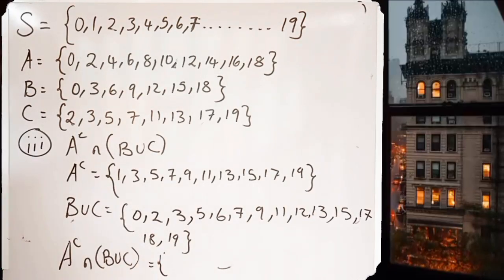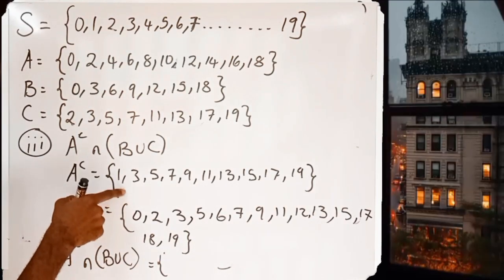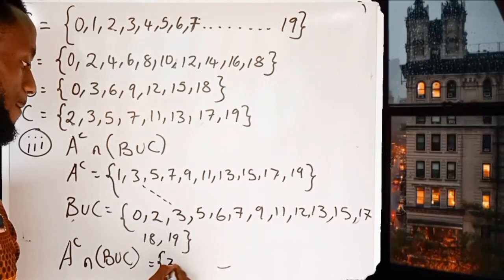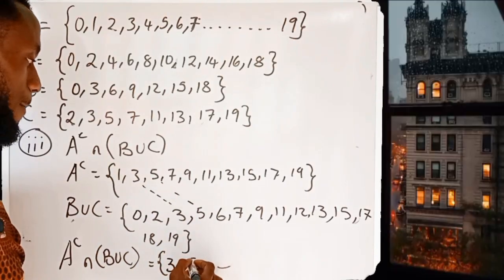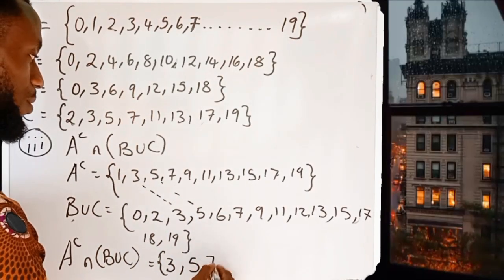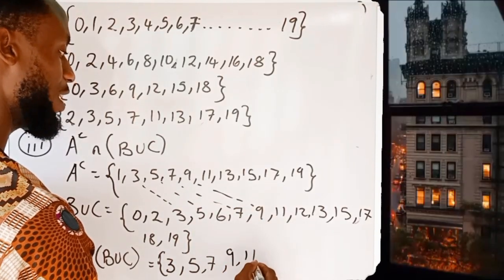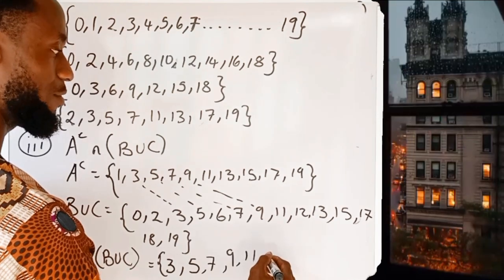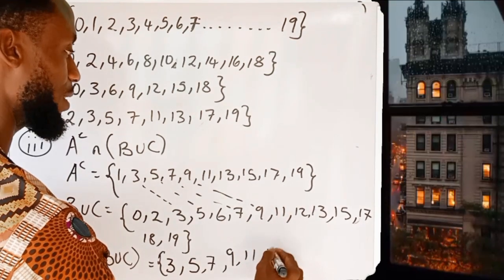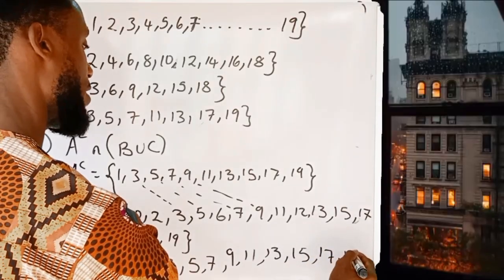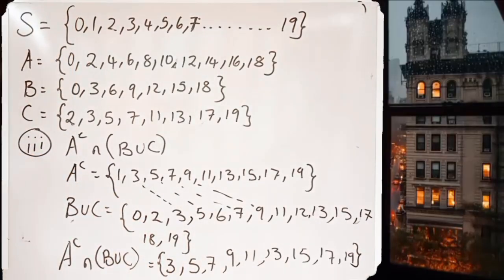This becomes, let's see. So A complement, they both have 3. It's clear. They both have 5. They both have 7. They both have 9. They both have 11. They both have no 12. They both have 13. They both have 15. They both have 17. And they both have 19. So this becomes the intersect of A complement and B union C.